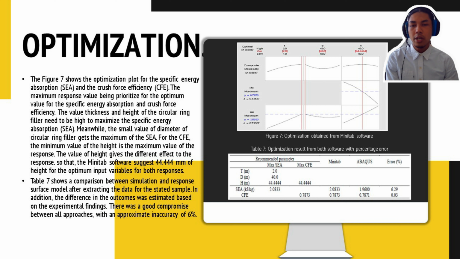For the CFE, the minimum value of height is the maximum value of the response. The value of height gives a different effect to the response. So the Minitab software suggests 44.444 mm of height as the optimal input variable for both responses. Table 7 shows a comparison between simulation and response surface model after extracting the data for the stated sample. In addition, the difference in outcome was estimated based on the experimental findings. There was a good compromise between all approaches with an approximate accuracy of 6%.